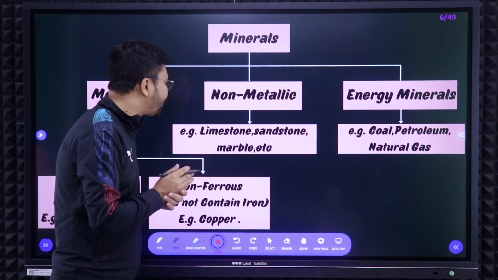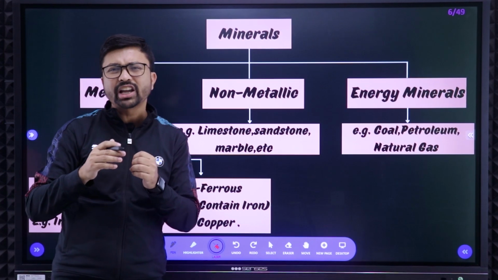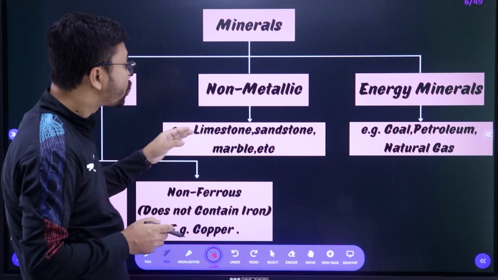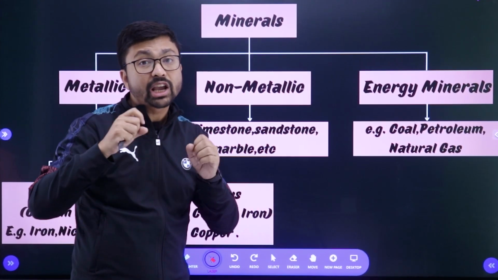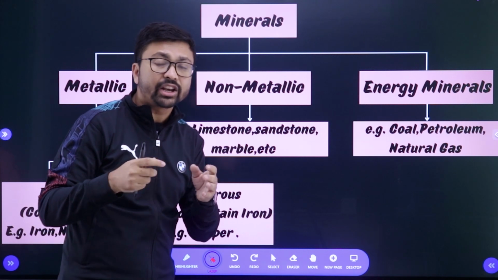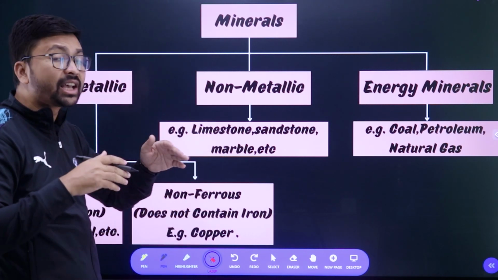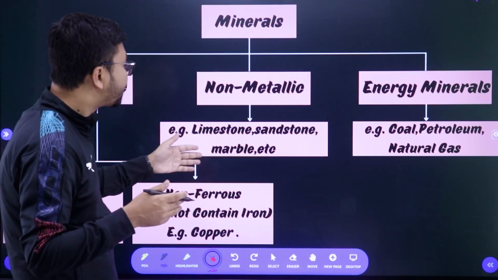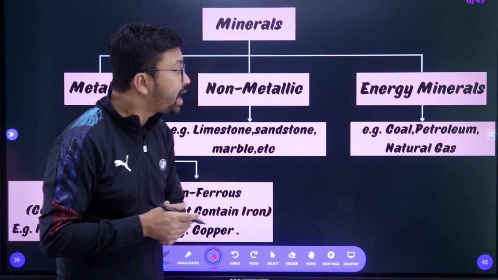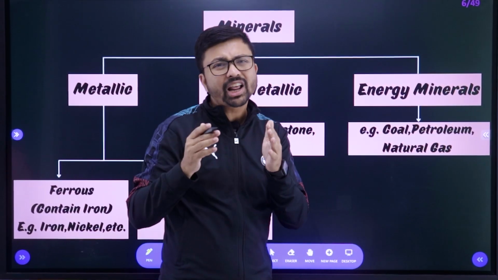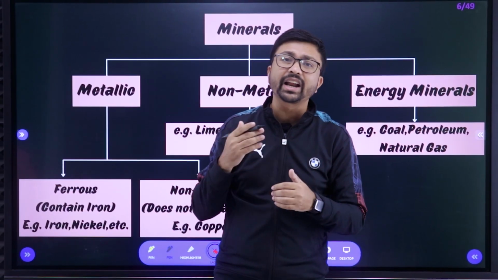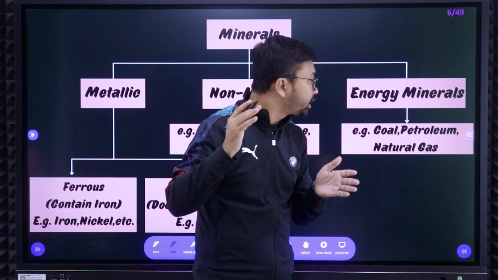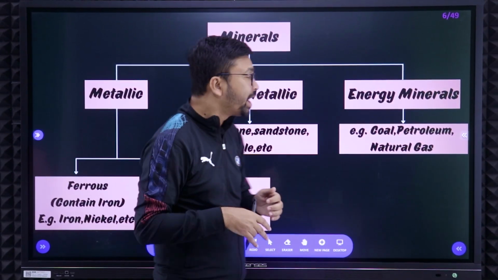Next we'll discuss the non-metallic. Non-metallic means it will not give strength, it will not be so strong, right? So here the examples are limestone, sandstone, marble, but you cannot give them the shape according to our needs, right? We cannot give those non-metallic things the shape that we require. It will not give strength, right? But these are the non-metallic minerals. Next one, the energy minerals. Energy minerals means the minerals from which we will be able to generate electricity or power or energy. Those are called energy minerals, like coal, petroleum, natural gas.